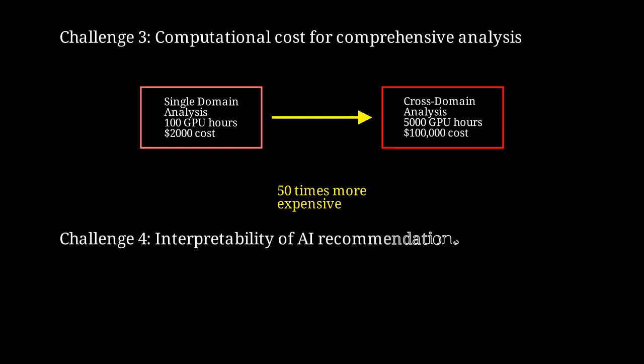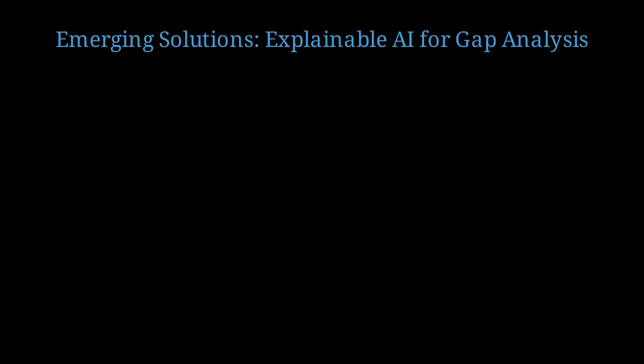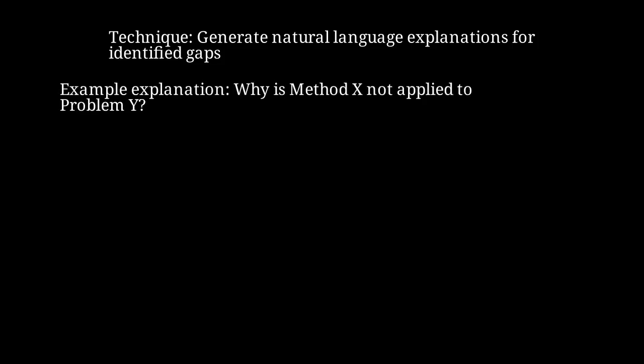Fourth challenge: the AI recommendations can be difficult to interpret. Researchers need to understand why a gap is important, not just that it exists. To address these challenges, researchers are developing explainable AI approaches specifically for gap analysis. One technique uses language models to generate natural language explanations for why a particular gap is significant. For example, the AI might explain: method X showed success in related problem Z due to property P. Problem Y shares property P but lacks research applying method X.